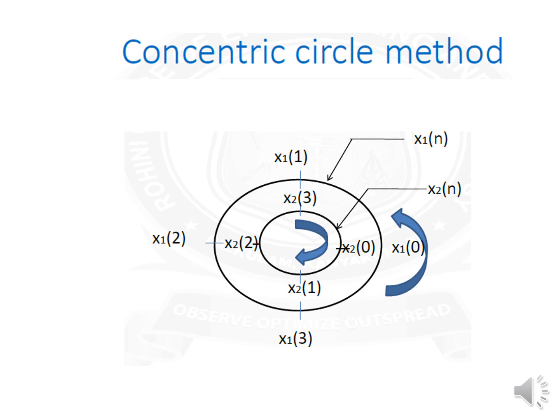First one is the concentric circle method. In the concentric circle method, the two sequences are represented in the form of circles. The outer circle represents the first sequence and the inner circle represents the second sequence. The first sequence is represented in the anti-clockwise direction in the outer circle, and in the inner circle, the second sequence is represented in the clockwise direction.